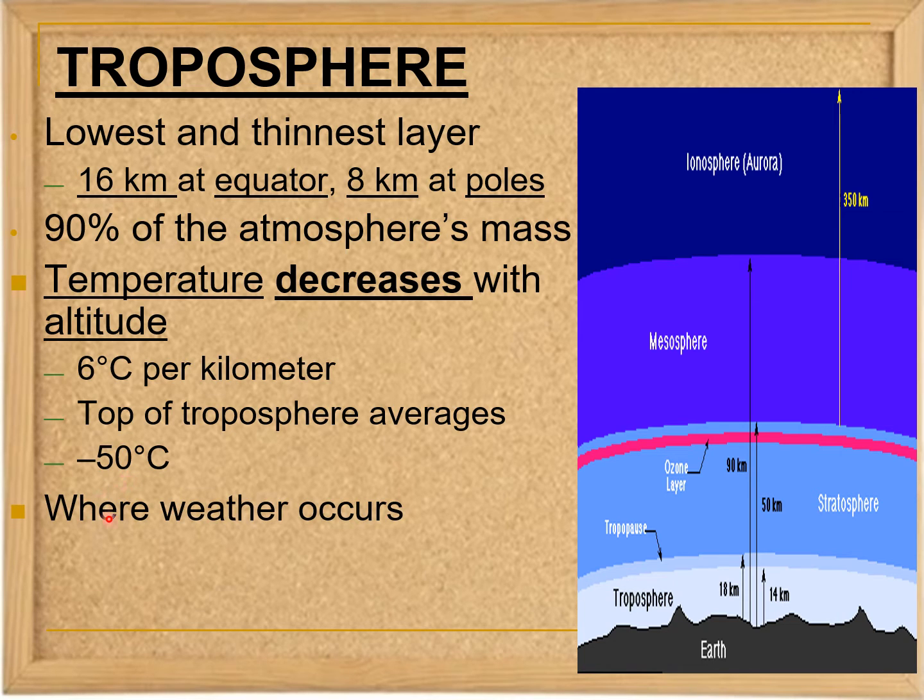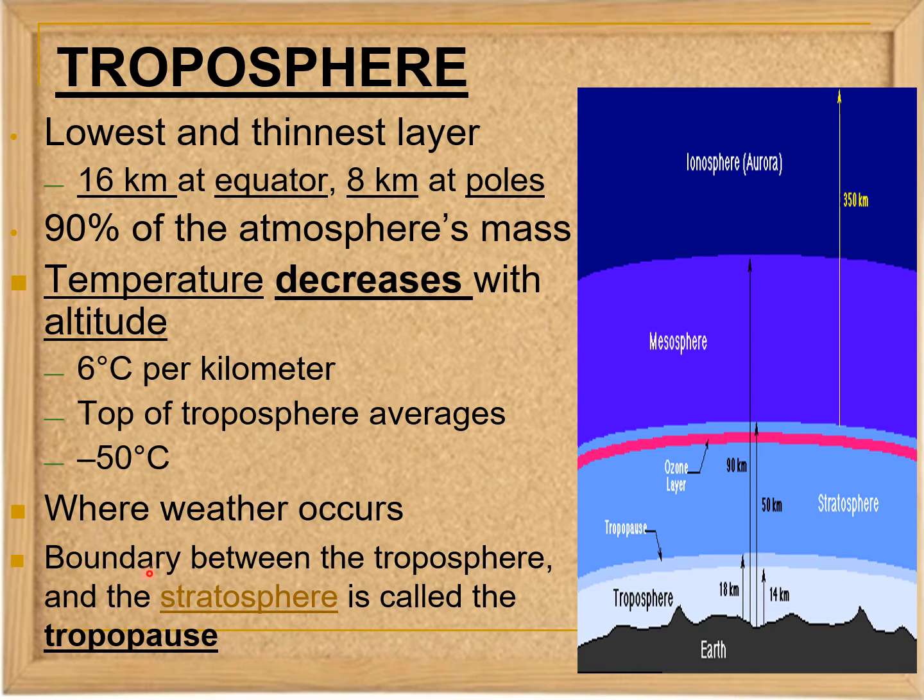Please take note that weather conditions usually happen in your troposphere, like snowing, typhoons, and tornadoes. Every weather experience that we had, or have, or will have to experience soon, you will experience in your troposphere. And please take note also, the boundary between the troposphere and the stratosphere is what we call your tropopause.